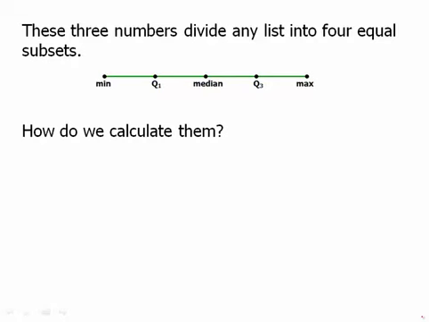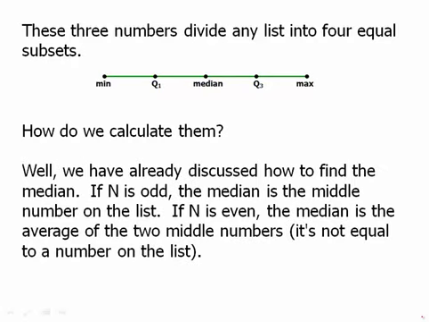Now, how do we calculate them? Well, we've already discussed how to find the median. If n is odd, then the median is the middle number on the list. If n is even, then the median is the average of the two middle numbers. In other words, it's not equal to a specific number on the list.